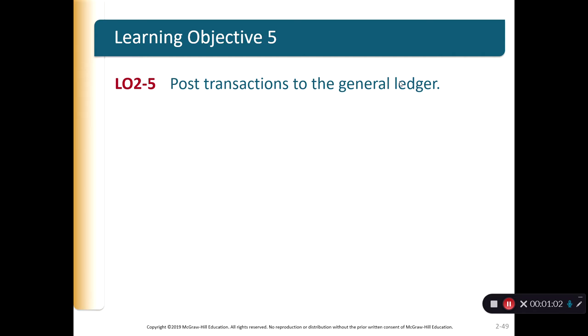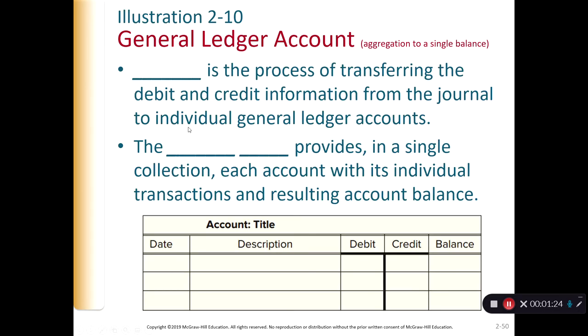If you have a cash account with ten transactions going back and forth, the general ledger is the one that shows you only what is related to that cash account during that period. It's an aggregation process for each account. A general ledger account is an aggregation to a single balance, a summarization of the journal entries into a single account, for example the cash account or the accounts receivable account. During this process, we use posting.